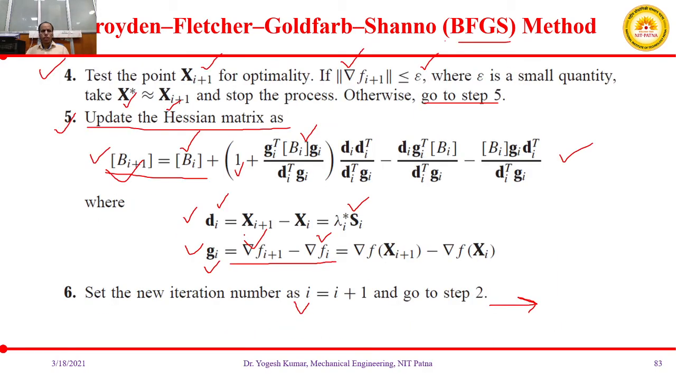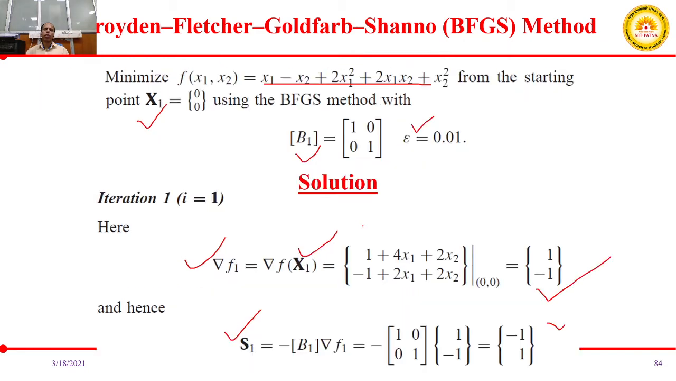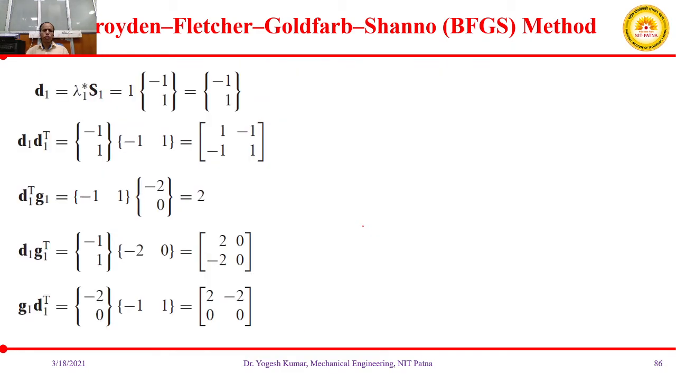Then you need to calculate Di. So Di is xi plus 1 minus xi, which is equal to lambda i into si. So you can write d1 equal to lambda 1 into s1, or you can write it as x2 minus x1. Whatever you feel comfortable with, you can do this calculation; the result will come the same. So d1 is minus 1, 1.